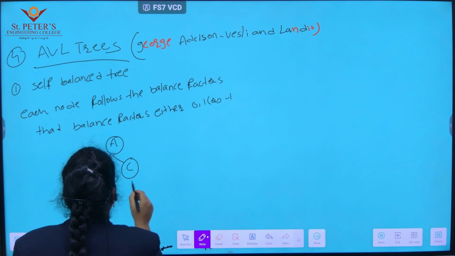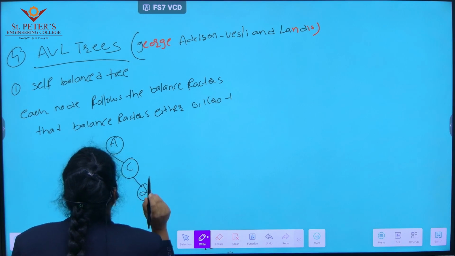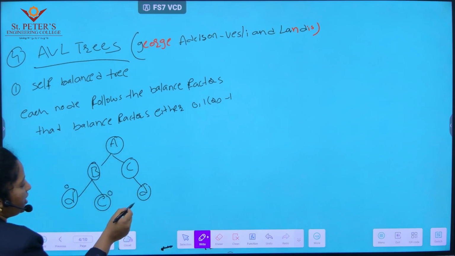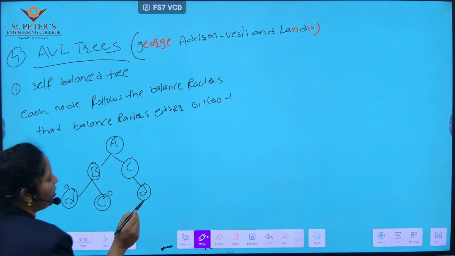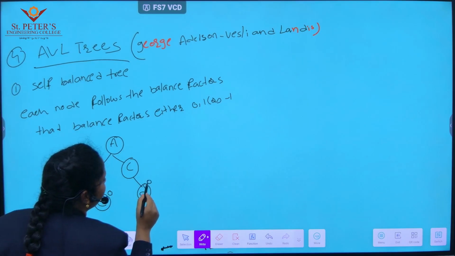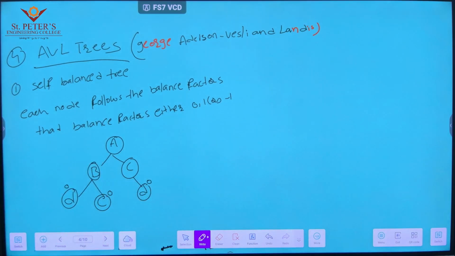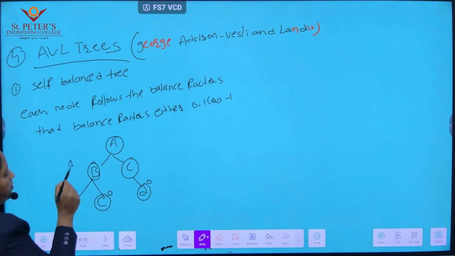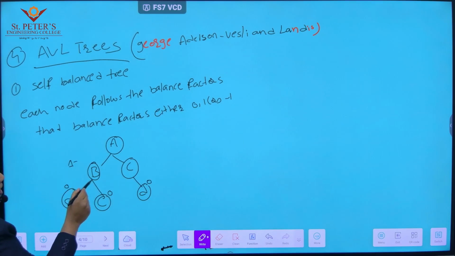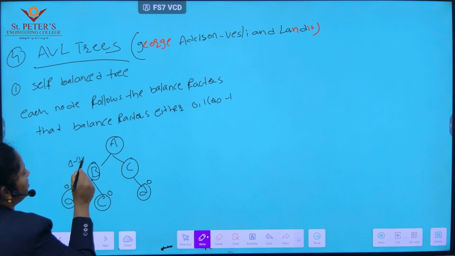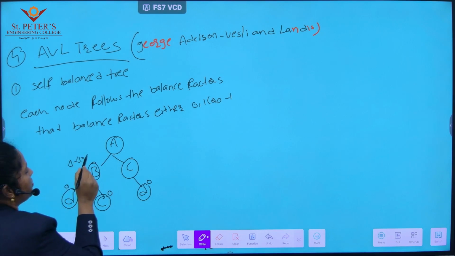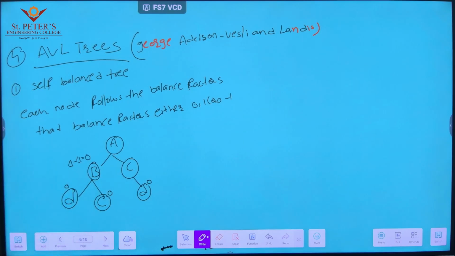And next is D. Is D having any left and right child? No left and right child. So the balance factor of D is also 0. So for example, what is the balance factor of B here? B having left child 1, left child 1 minus right child. How many right child are there for B? Only one right child. 1 minus 1, 0. The balance factor of B is 0.